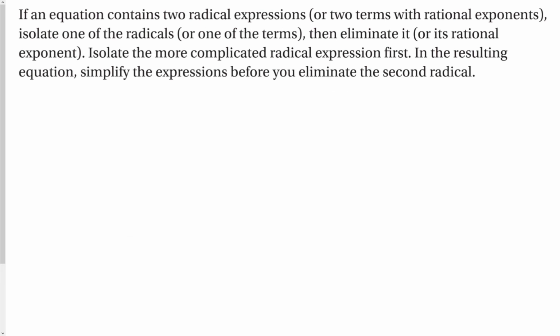Next, if an equation contains two radicals, two terms with rational exponents, we're going to isolate one of them, eliminate it, isolate the next one, and eliminate that, and we're going to do it separately. It's probably a better idea to isolate the more complicated radical expression first, and then simplify the expressions before getting rid of the second one.